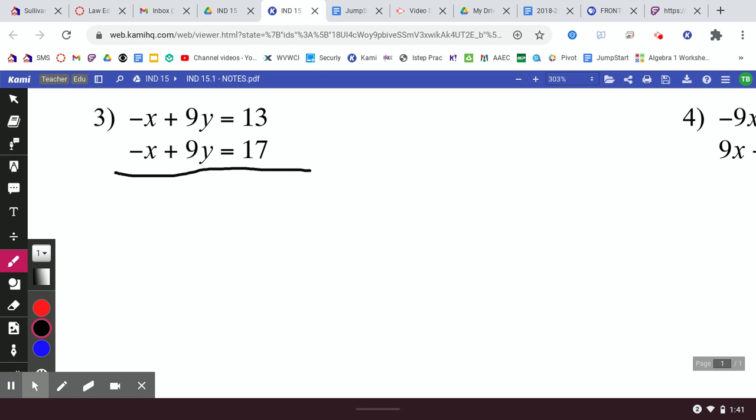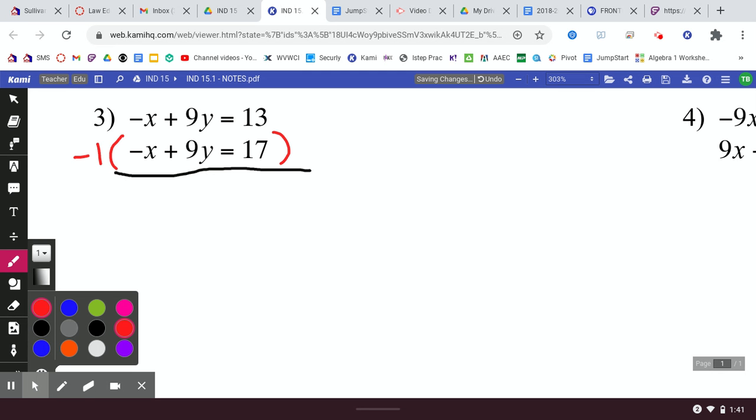All right. So looking at your x's here, you've got a negative 1 and a negative 1. They don't cancel out. Looking at your y's, you've got a positive 9 and a positive 9. They don't cancel out. So that means we're going to have to force one of them to change signs. So I'm going to take this bottom equation, multiply everything by a negative 1. When I do that, my x turns positive, my 9y turns negative, and my 17 turns negative. Please remember to distribute that negative 1 to all three or else you get thrown off.